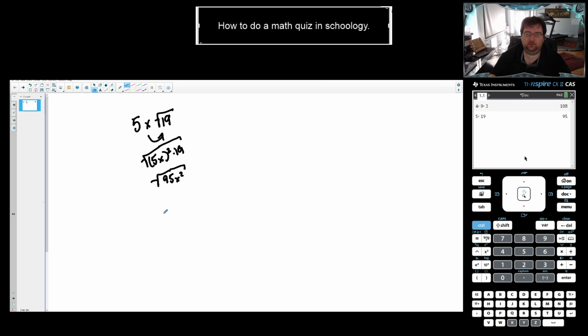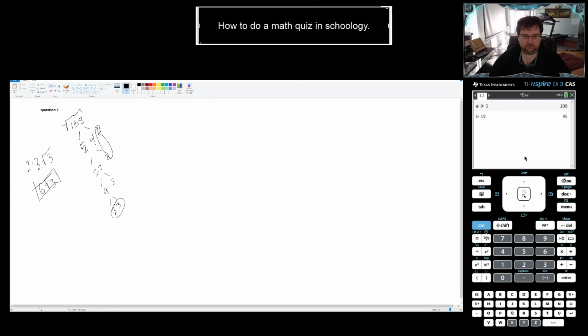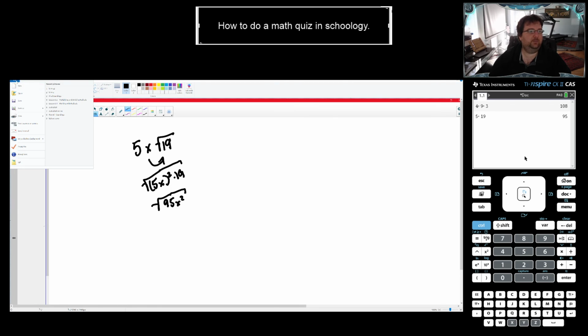So now what I'm going to do is I'm going to take my phone, I'm going to take a picture of my piece of paper. There we go. I took a picture of it. In this case, it happens to be a screenshot, right? Where's my paint? There we go. There's my piece of paper.